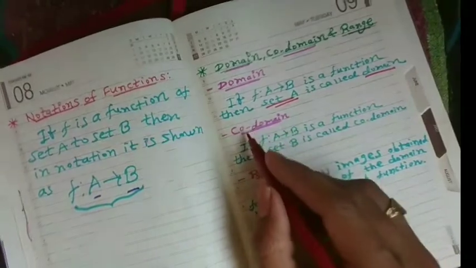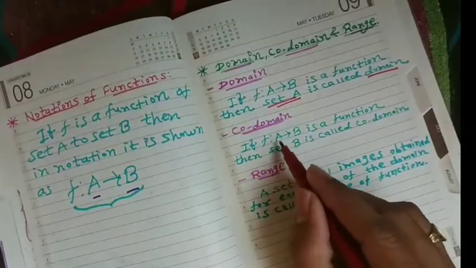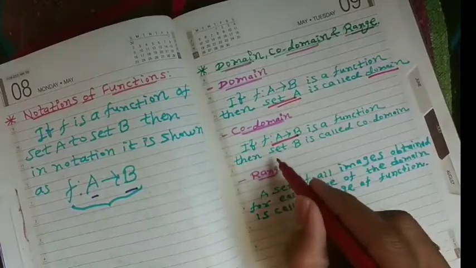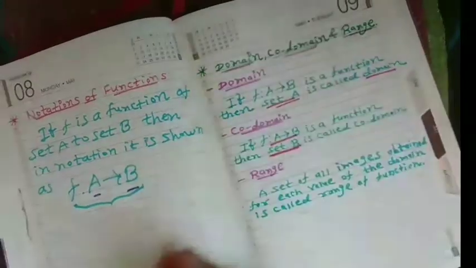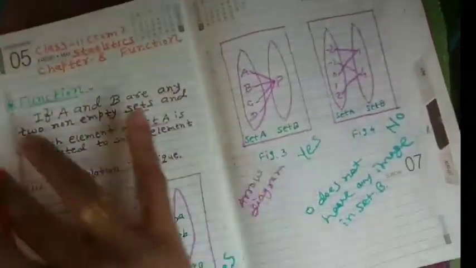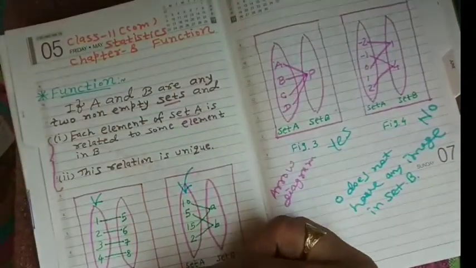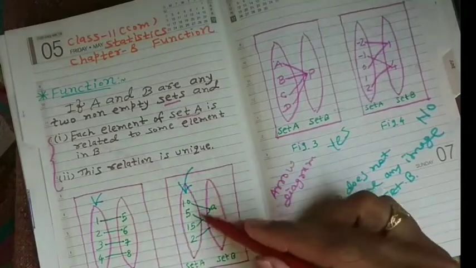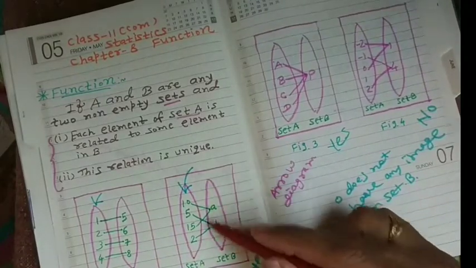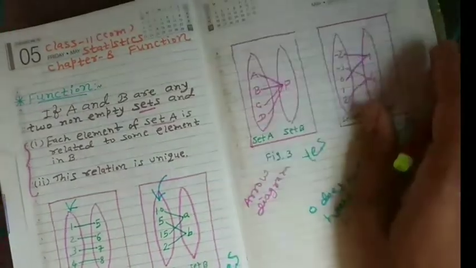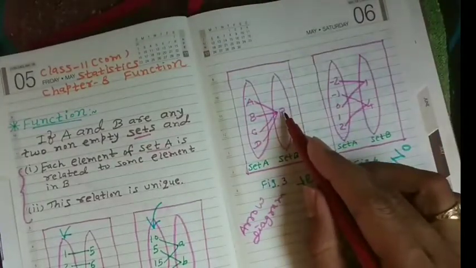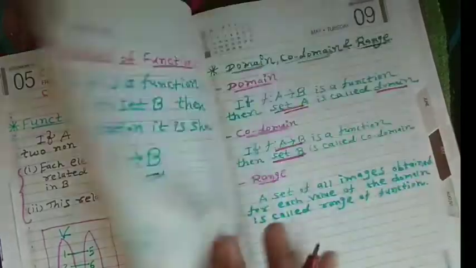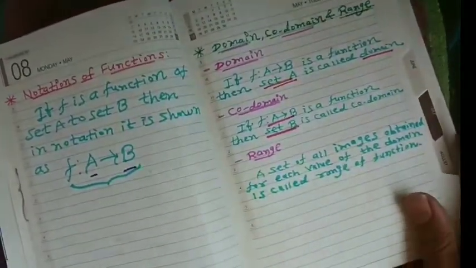Now see, what is the codomain? If f is a function from A to B, yes or no, then set B is called the codomain. It means, in the first figure, set B is 5 6 7 8, so it is called the codomain. In figure 2, set B is a b, so it is called the codomain. In figure 3, the codomain is only P, because in set B only one element is present, so it is called the codomain, yes or no?